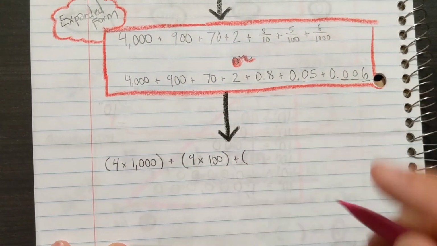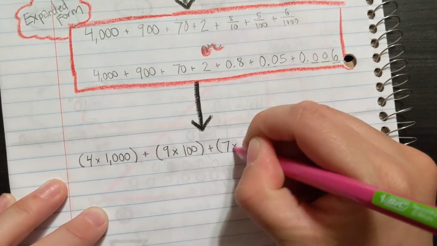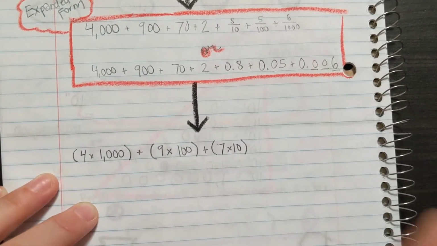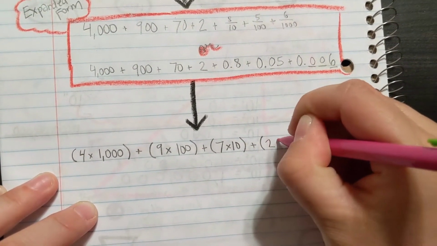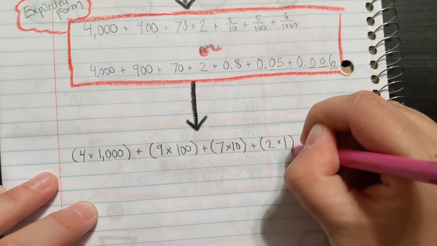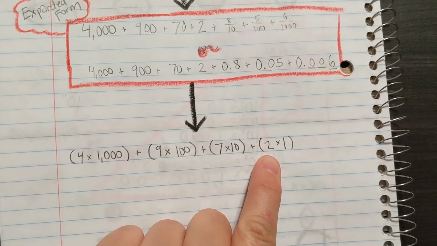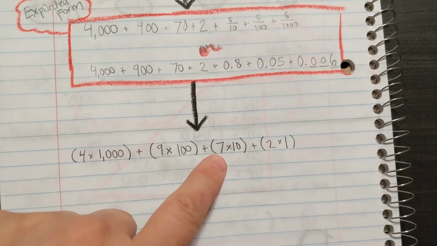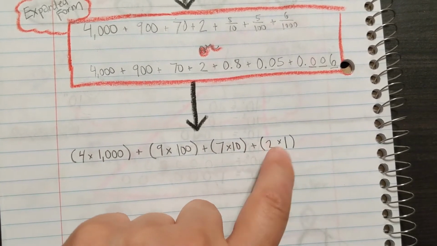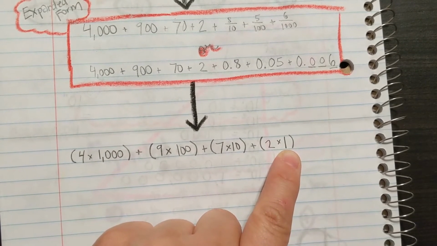Next number. We have a 7 in the tens, then a 2 in the ones. So you do a 7 times 10, close the parentheses, add that to a new set of parentheses, a 2 in the ones. When you are writing the multiplication sign, you can say "in the," like I just did, to help remind you. So I had a 4 in the thousands, a 9 in the hundreds, a 7 in the tens, and a 2 in the ones. But that's not all. I have to keep going.